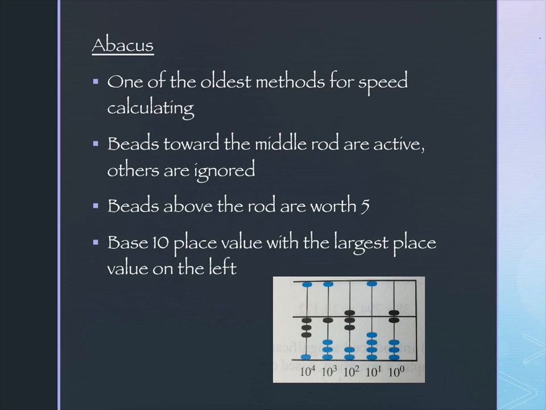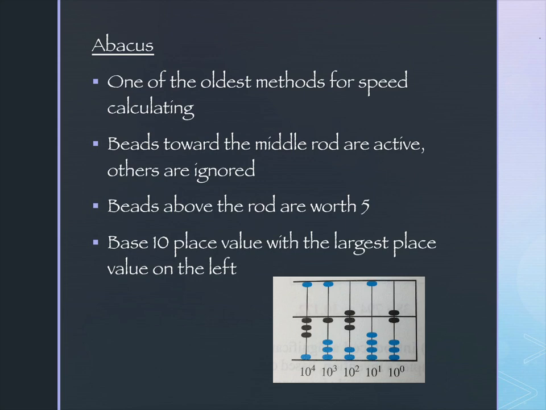The beads on the top part of the rod are worth 5, right? Like a $5 bill, 5. The beads that are on the bottom part of the rod are each worth 1. And then these rods are our powers of 10, with the smallest on the right moving towards the largest on the left.